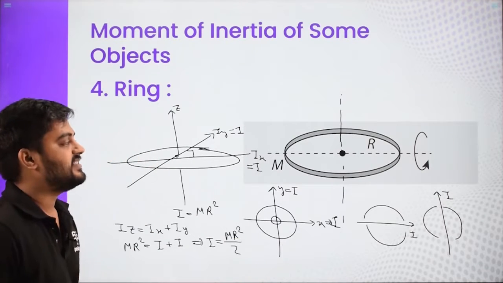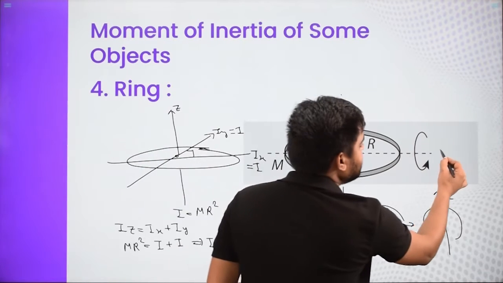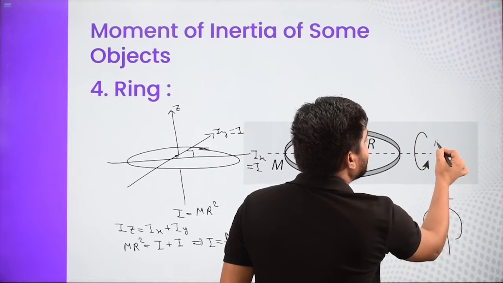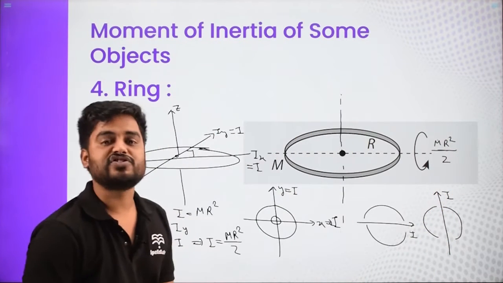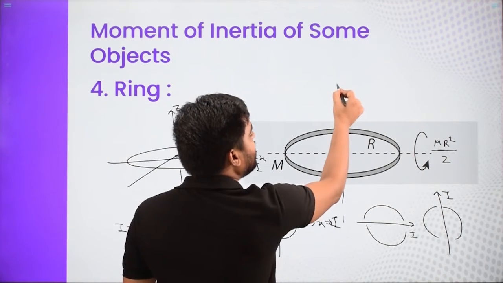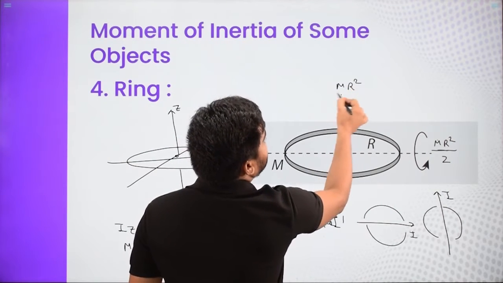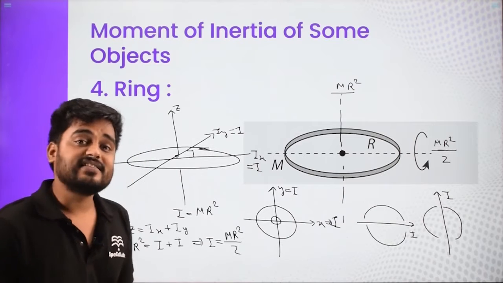So if we talk about this axis, then moment of inertia about this axis is nothing but mr square by 2. This is the moment of inertia about this axis, while we already found that moment of inertia about this axis is mr square. So now let us discuss our next case.